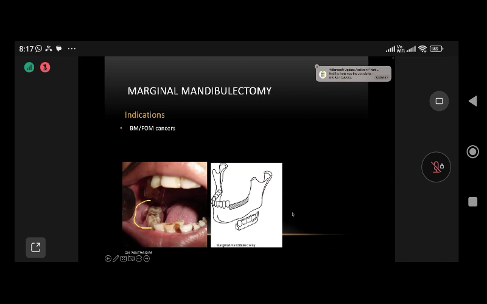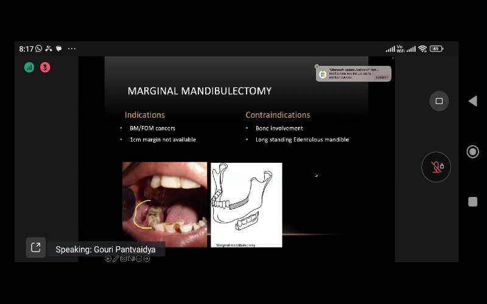So the indications are generally buccal mucosa and floor of mouth cancers where a 1 centimeter margin is not available on the mandible. The contraindications are bone involvement and a long-standing edentulous mandible. Now, there's a difference between long-standing and edentulous. Suppose someone has just had 3 teeth pulled out and you find that there are no teeth, but this is a recent removal of teeth. You may still be able to do it. Now, the reason why we don't generally do a marginal mandibulectomy in an edentulous mandible is because of constant resorption, this height becomes less. For taking the forces of mastication, the remainder of the marginal mandible should be at least 1.5 centimeters.